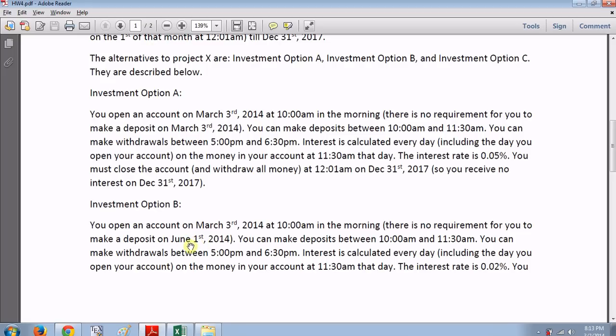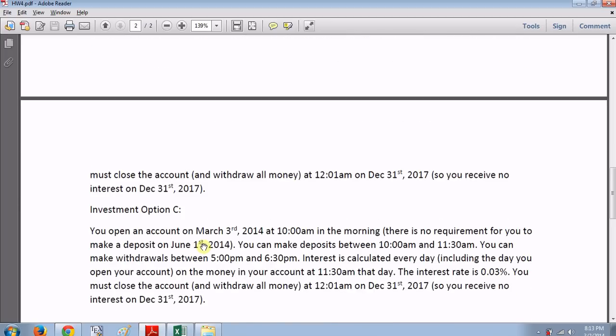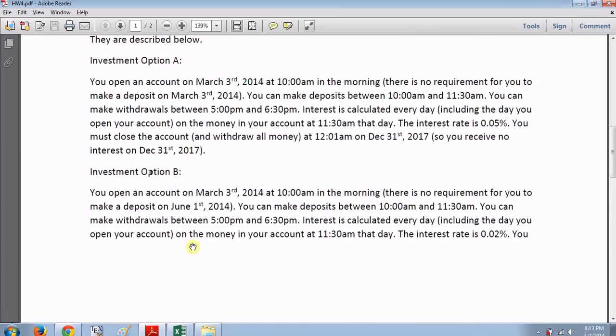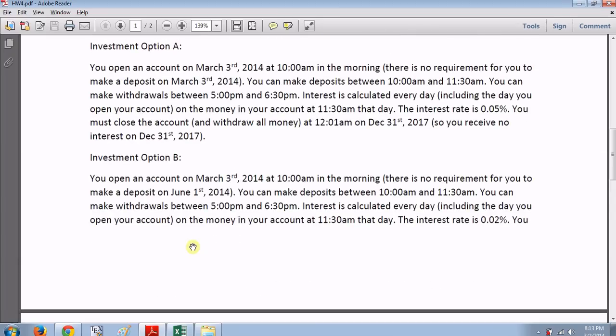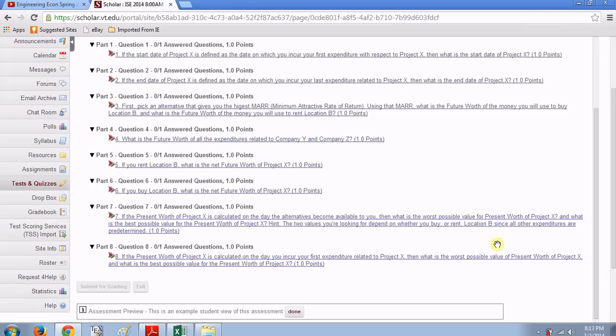This is not June 1st. This is March 3rd. And same thing for option C. This is March 3rd as well. Okay, so if you just read through all the options, they're all the same, and now you just have to go ahead and pick the highest interest rate, whatever that is. I'm not telling. Okay, fine, it's easy to see. It's not so tough.